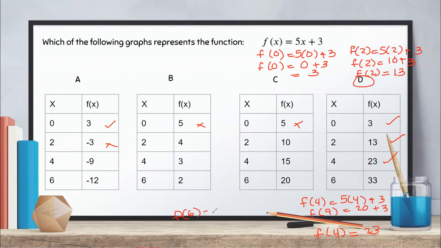F of 6 is equal to 5 times 6 plus 3. And f of 6 is equal to 30 plus 3, which is 33. So that all works. So we know that it has to be choice D.